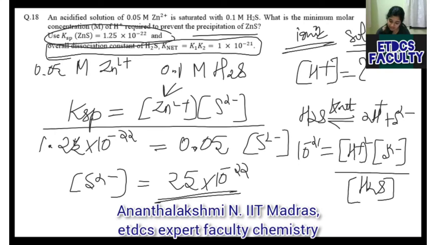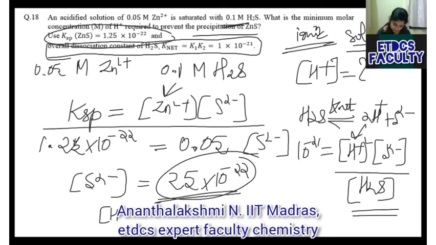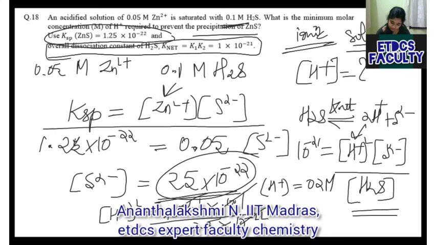So what we need is the H plus concentration, right? We know H2S is 0.1 mole as given. S2 minus we found out to be this. So basically, we just need to find the H plus square concentration. That is 10 power minus 21 into H2S, which is 0.1, divided by S2 minus, which is 25 into 10 power minus 22. Great, which will cancel with this. 1 by 25. So the concentration of H plus is 1 by 5, which is 0.2. So 0.2 molar is our answer.